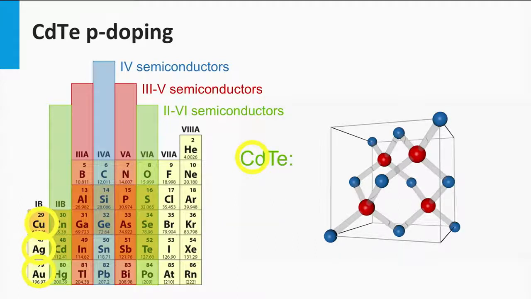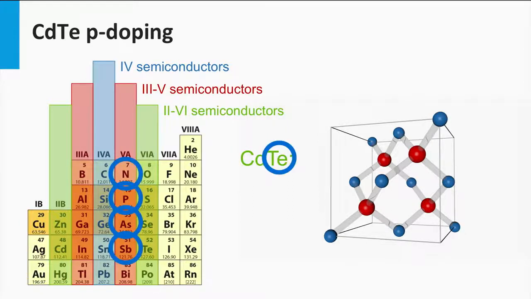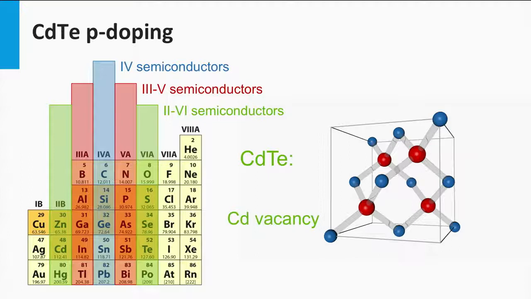P-doping of cadmium telluride can be achieved by replacing the 2-valence atom cadmium with a 1-valence electron atom like copper, silver or gold. These elements act as a shallow acceptor. P-doping is achieved as well by replacing a 6-valence tellurium atom with a 5-valence electron element like nitrogen, phosphorus, arsenic. They act as shallow acceptors. A cadmium vacancy acts like an acceptor as well.